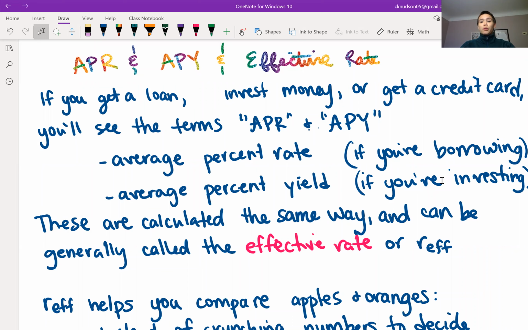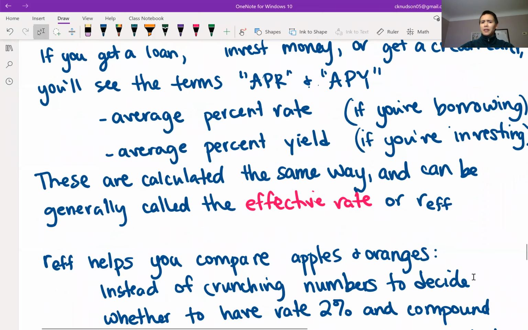APR is the annual percent rate. So you'll see that term if you're borrowing money. And APY is the annual percent yield. So that's the term you'll see if you're investing money. These are actually calculated the exact same way, and we can call them both by this phrase, effective rate. And we'll denote that by R with a little EFF in the subscript.